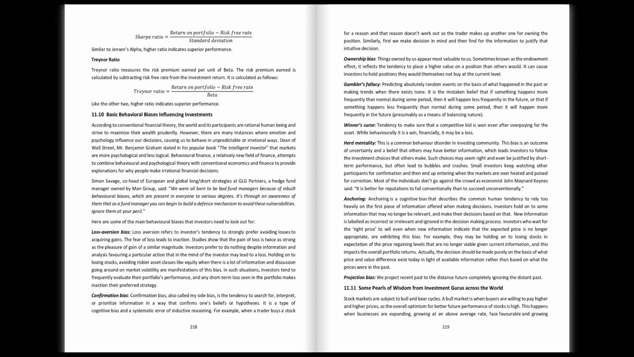Confirmation bias. Confirmation bias, also called my side bias, is the tendency to search for, interpret, or prioritize information in a way that confirms one's beliefs or hypotheses. It is a type of cognitive bias and a systematic error of inductive reasoning. For example, when a trader buys a stock for a reason and that reason doesn't work out, the trader makes up another one for owning the position. Similarly, first we make a decision in mind and then look for information to justify that intuitive decision.